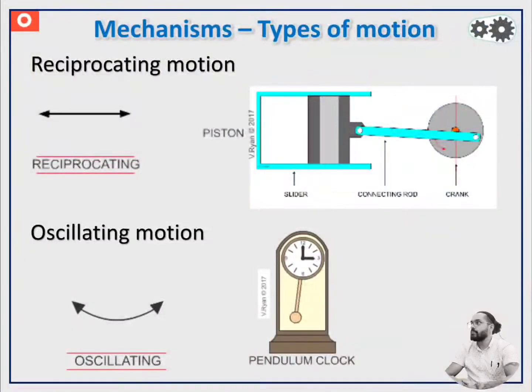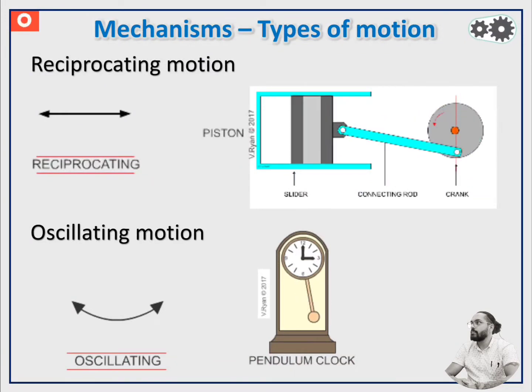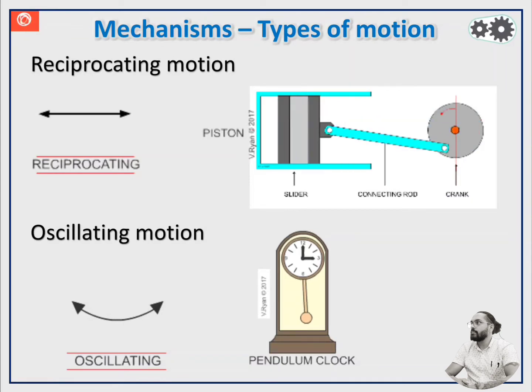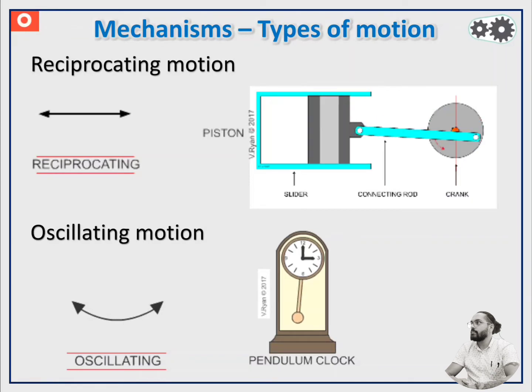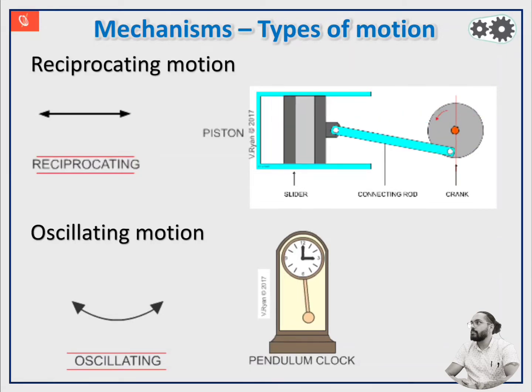The reciprocating motion is a repetitive up and down or back and forth linear motion. The oscillating motion or oscillatory motion is defined as the to and fro motion of the body about its fixed position. It is a type of periodic motion.